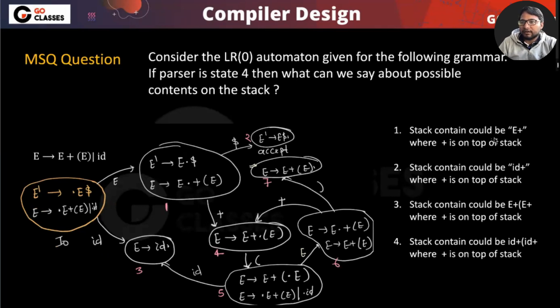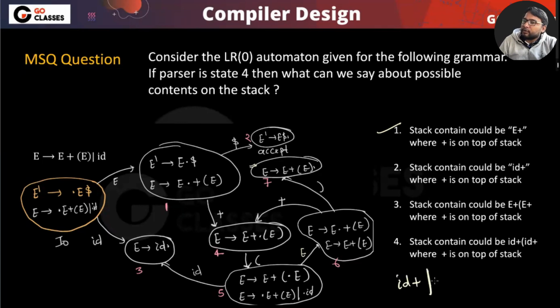The stack content could be E plus. Is this true? Yes, right? It could be E plus if we are in state 4. Yes, that is true. It could be ID plus. Can it be the ID plus? Tell me. No, after ID you will be reducing, and then it cannot be the ID. So ID plus can never be on the stack.